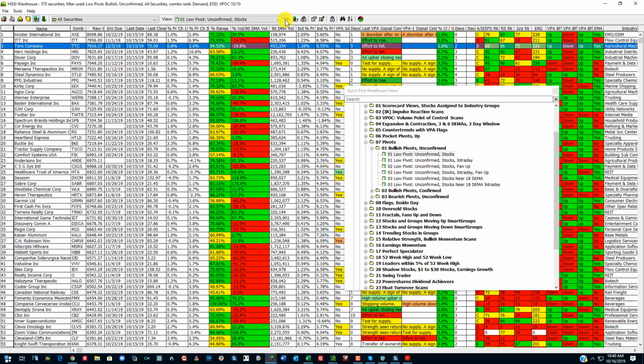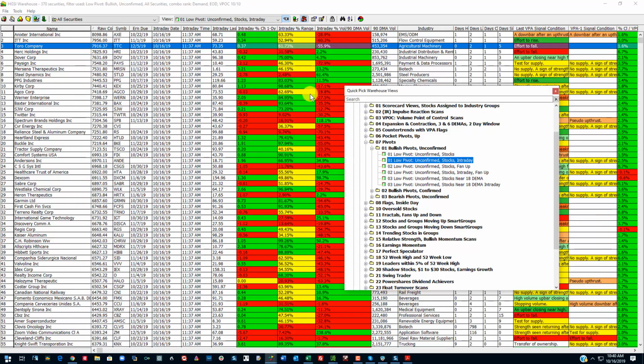Okay, so let me do this. I'm going to use the end of day combo. I'm going to disengage it. I'm going down to the stocks intraday, and I can see which of these stocks, which met the criteria yesterday, are following through. And I can do that by looking at the intraday price change, the range, and so on.